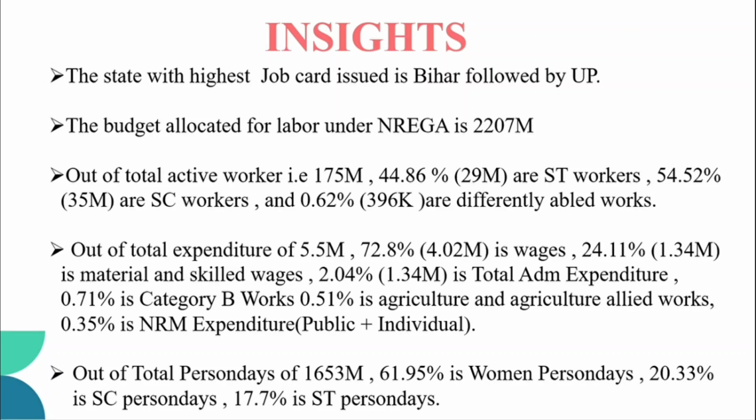Out of the total expenditure of 5.5 million, 72.8%, that is 4.02 million, is wages, 24.11%, that is 1.34 million, is material and skilled wages, and 2.04%, that is 1.34 million, is total ADM expenditure, and 0.01% is category B work, 0.051 is agriculture and agriculture allied works, and 0.35% is NRM expenditure, public plus individual. And out of the total percent day of 1653 million, 61.5% is women percent day, 20.33% is SC percent day, and 17.7% is ST percent day.